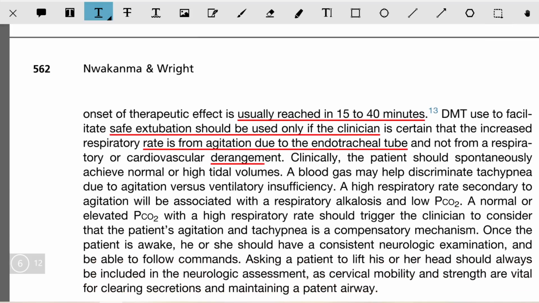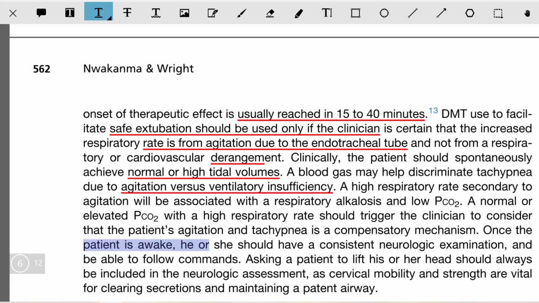Clinically, the patient should spontaneously achieve normal or high tidal volumes. A blood gas may help discriminate tachypnea due to agitation versus ventilatory insufficiency. A high respiratory rate secondary to agitation will be associated with respiratory alkalosis and a low PCO2. A normal or elevated PCO2 with a high respiratory rate should trigger the clinician to consider that the patient's agitation and tachypnea are a compensatory mechanism.